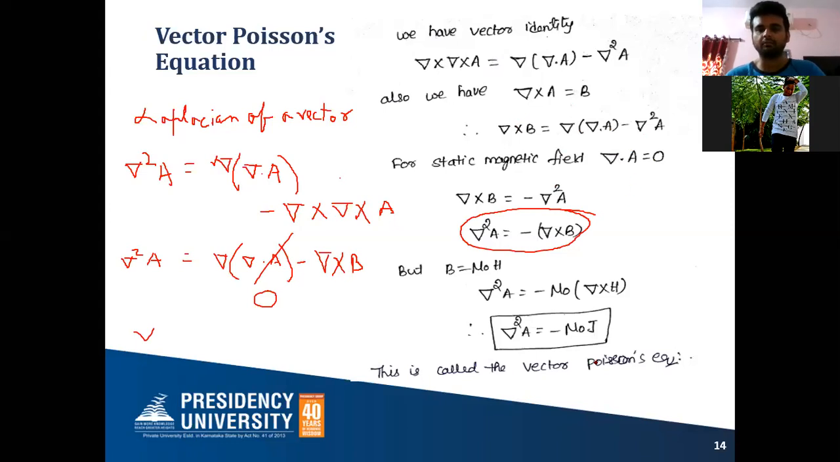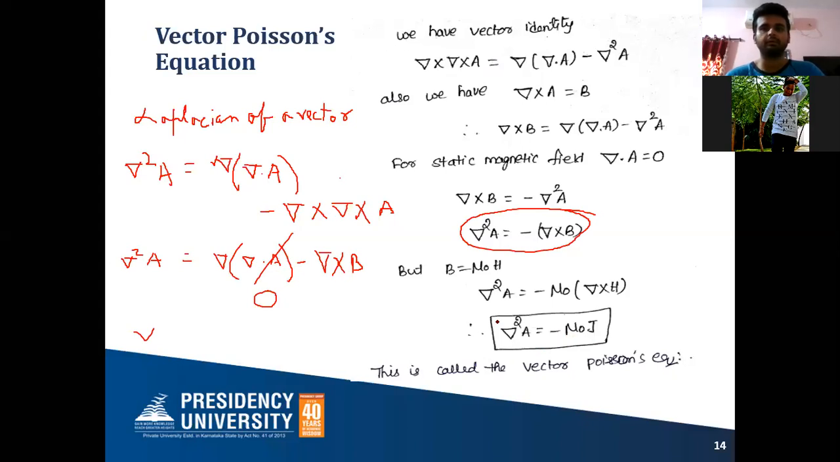Now this is called vector Poisson's equation. How are you substituting del cross H equals J? This is the Ampere circuital law, the Maxwell form or differential form of Ampere's circuital law: del cross H equals J. I discussed this already in my previous lectures. So after substituting, you get del square A equals minus mu naught into J. This is called vector Poisson's equation.